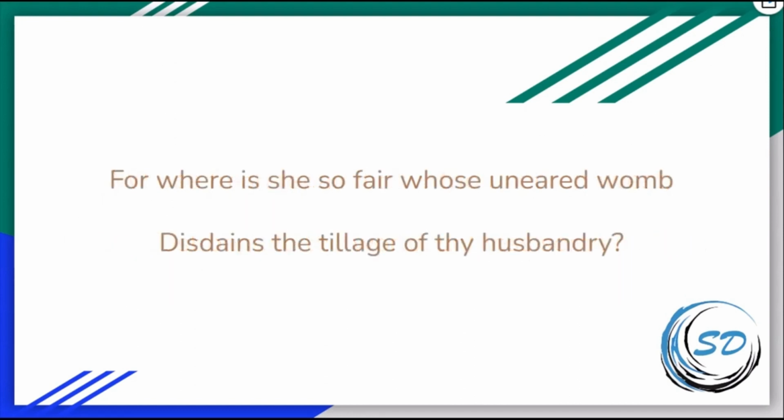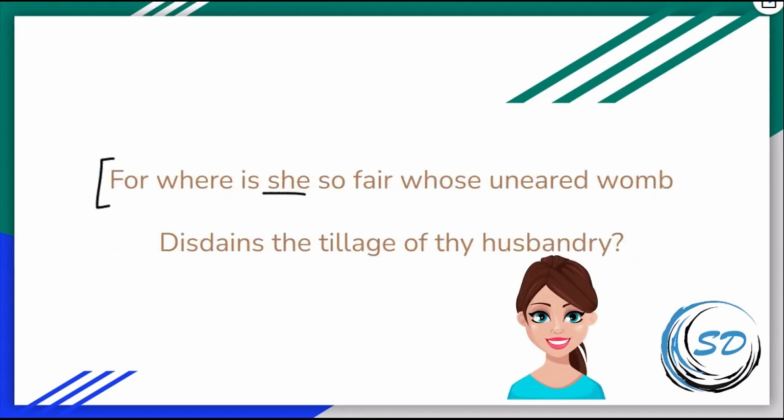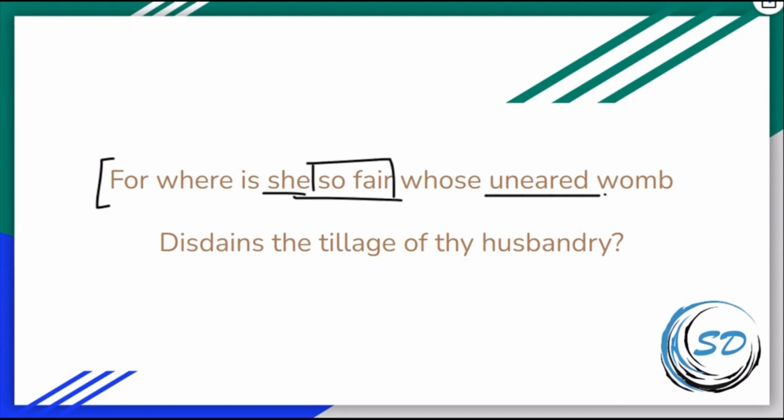For where is she so fair, whose uneared womb disdains the tillage of thy husbandry? The speaker questions the existence of a woman who is so beautiful but has never experienced the cultivation of her fertile womb, symbolized by uneared womb. The idea is that this woman hasn't had children yet and, therefore, hasn't fulfilled her potential. The speaker asks why such a woman would reject the opportunity to be impregnated by the person addressed.